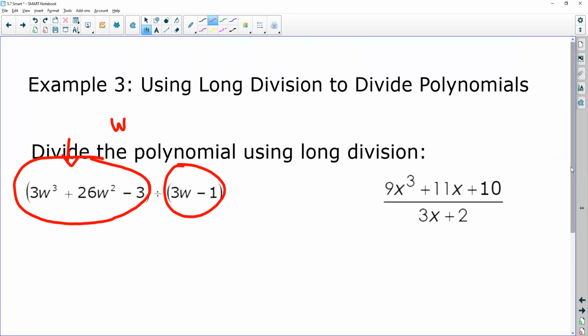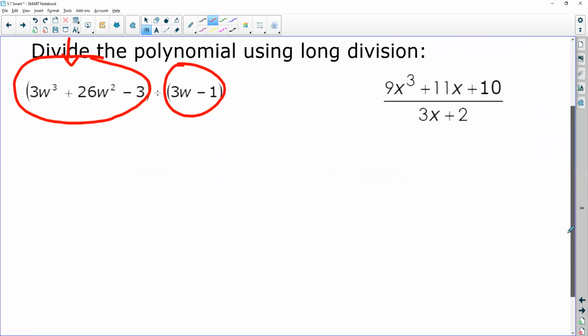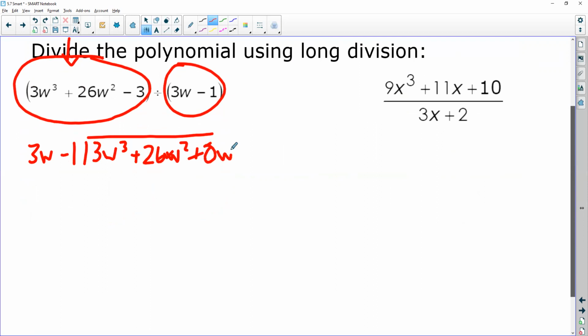So what happens is this. I'm going to rewrite this as division. I'm going to do 3w minus 1 on the outside. On the inside, I'm going to do 3w cubed plus 26w squared plus 0w minus 3. I cannot have a missing spot, okay?